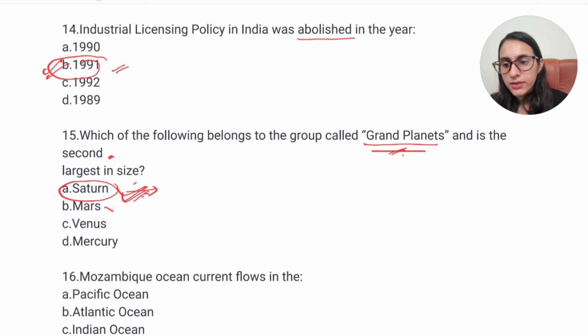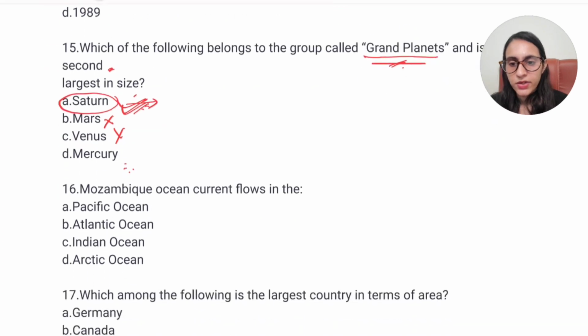Mars is not a gas giant or giant. It is often referred to as a terrestrial planet because it has a solid surface. Venus is also a terrestrial planet because it has a solid surface and is not one of the gas giants. Mercury is the smallest planet in the solar system and is not a gas giant.